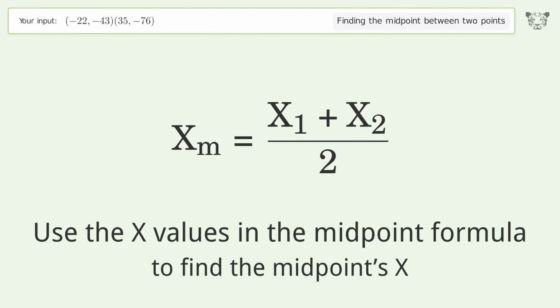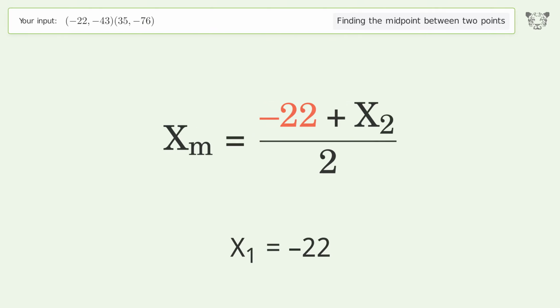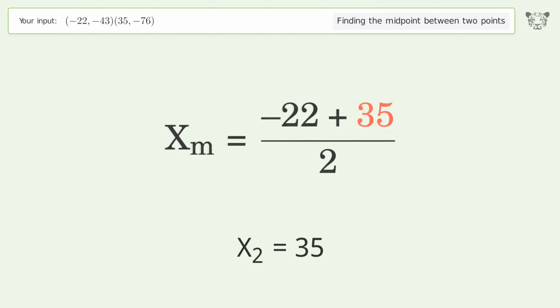Use the x values in the midpoint formula to find the midpoint's x. x1 equals negative 22. x2 equals 35. Simplify the arithmetic.